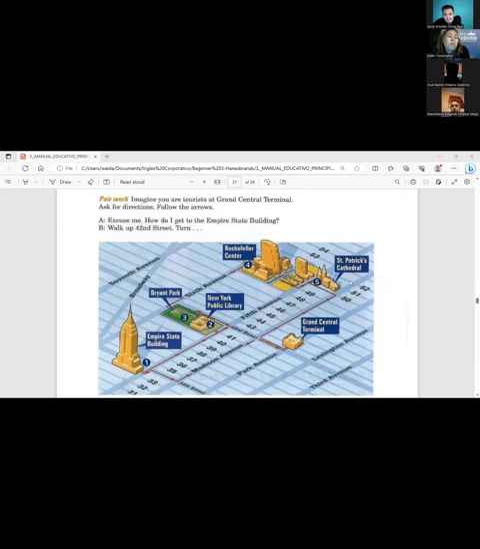And what I want you to do is you're going to be working with a partner, and you're going to be asking how to get to different places on this map. For example, excuse me, how do I get to the Empire State Building? And it says walk up 42nd Street, turn, and so on. So where are you going to start? You're going to start from here. You're at the Grand Central Terminal.